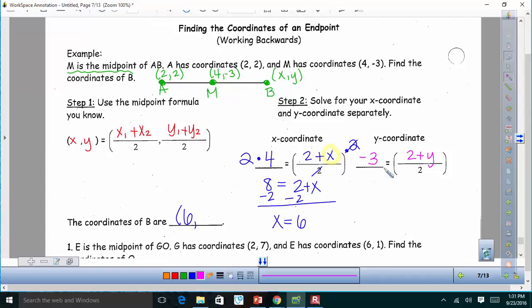Okay? Then are we going to do it any differently for our y? No, we're going to multiply both sides by 2 because that's also the denominator over here. Negative 3 times 2 is negative 6. Our 2's here cancel, and I'm left with 2 plus y. So how do I get rid of this 2? Subtract 2, and y equals negative 8. So this would be negative 8.